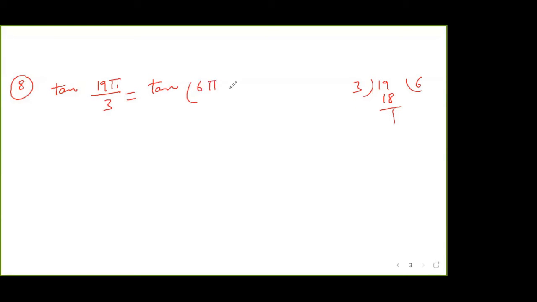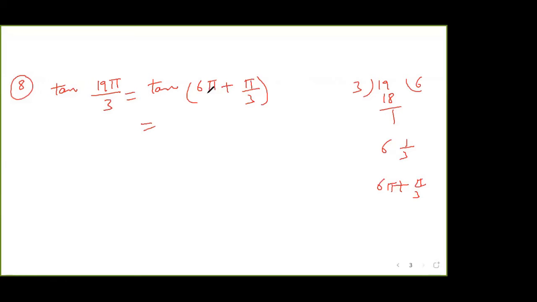Now question number 8, that is tangent of 19π upon 3. Divide 19 by 3: 6, 18, remainder 1. Remember it, quotient with π: 6π plus π by 3. Multiplying by π, you are getting 6π plus π by 3. Check: 6 times 3 is 18, 18 plus 1 is 19.